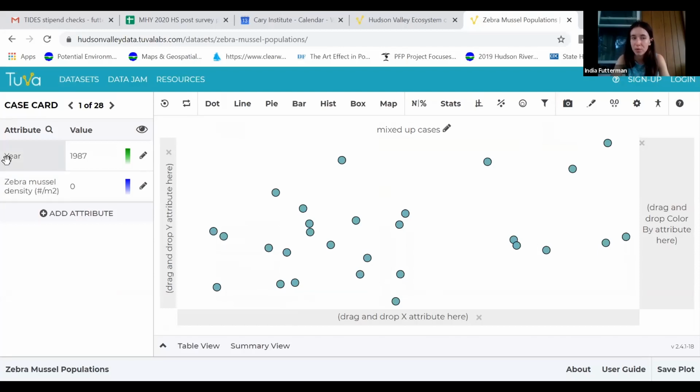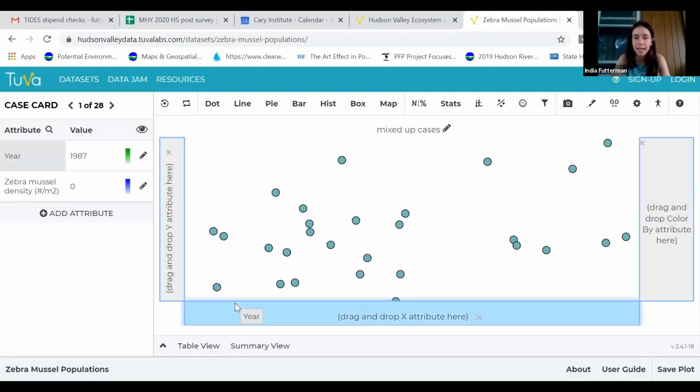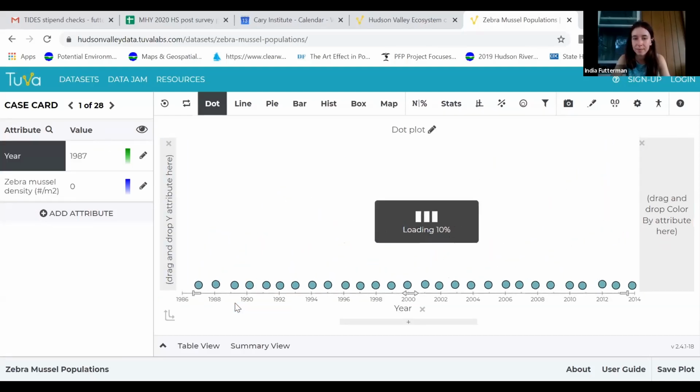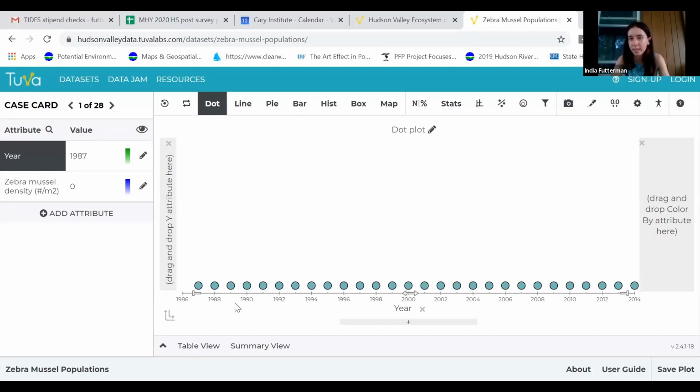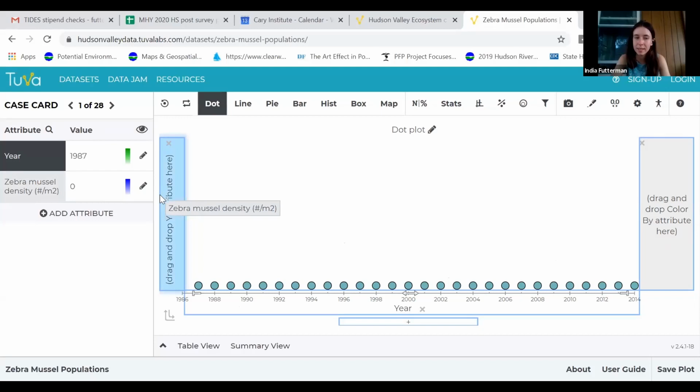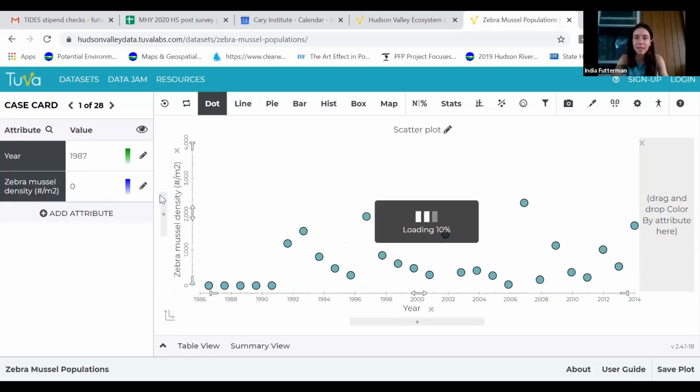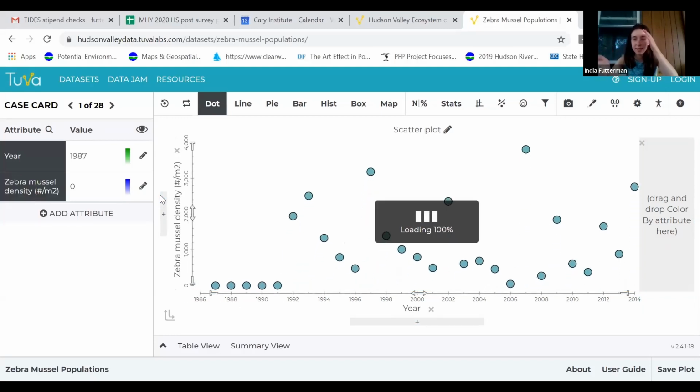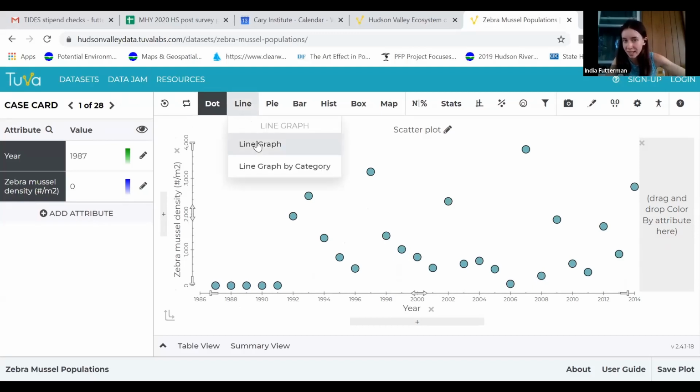So I can drag and drop my variables or my attributes from the left-hand side into the axis I want. So I've got year on the x-axis, which is typical. And then I'll do zebra mussel density on the y-axis, just drag and drop. And then the software automatically graphs the data for you. And right now this is a dot plot, but I want to make this a line graph because that's more appropriate for chronological data.